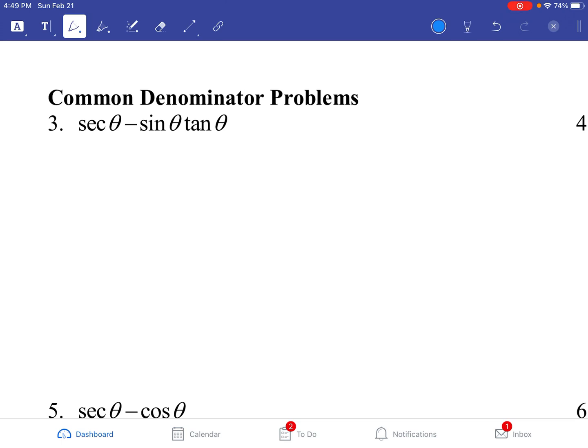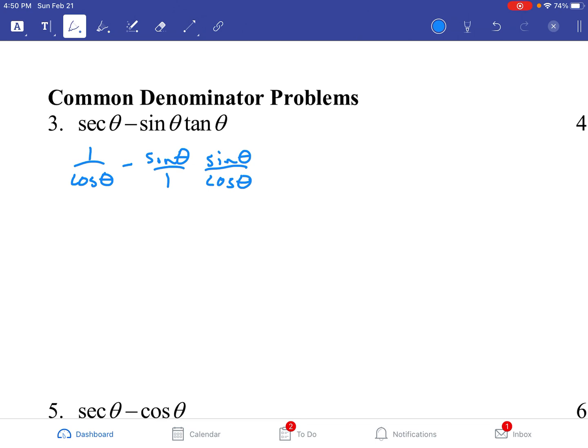With secant, we're going to change this to 1 over cosine, minus sine. Sine stays the same. I'm going to put a 1 underneath it just for the heck of it. And then tangent is just sine over cosine.